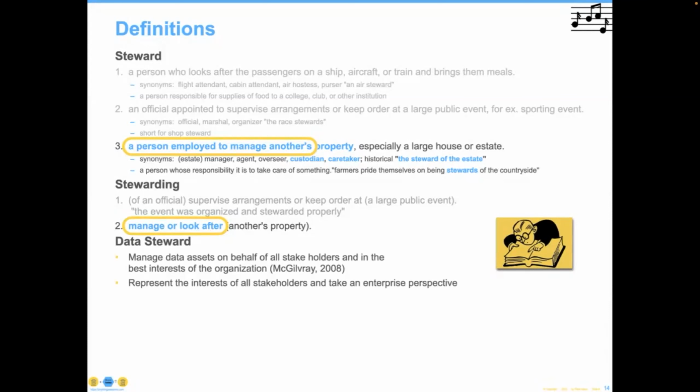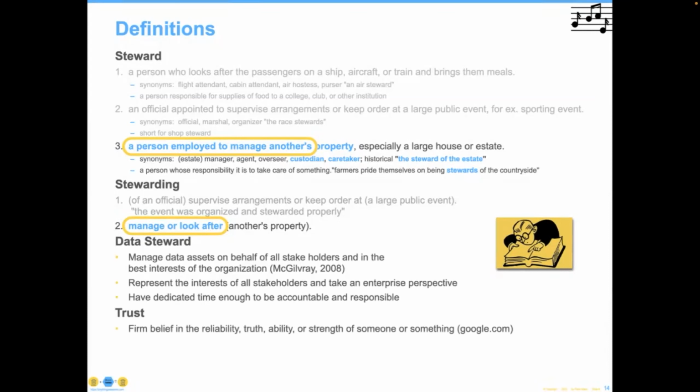Again, they have a duty to represent the interests of all the stakeholders and take this executive perspective. We'll look at it from a couple different ways today. They should have dedicated time and resources in order to be held accountable for it. So we need to introduce the concept of trust here. That is the idea that somebody is trustworthy in this case, and more importantly, in a specific subset of trust. In this case, having a relationship between a trustee and a beneficiary. So we'll talk about these things in more detail.